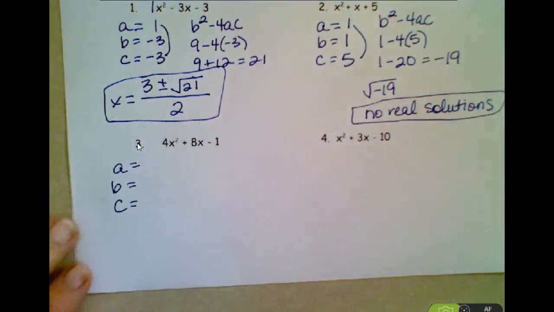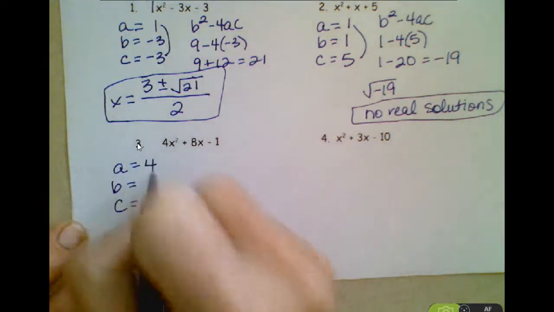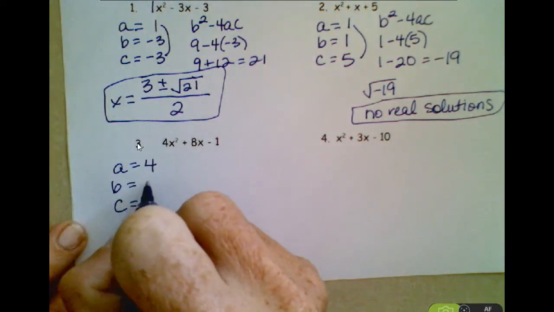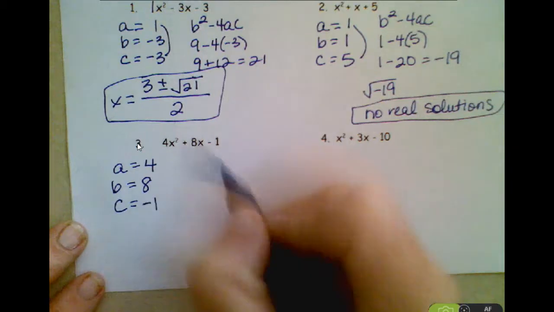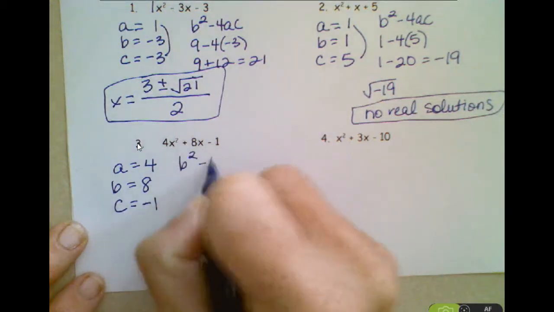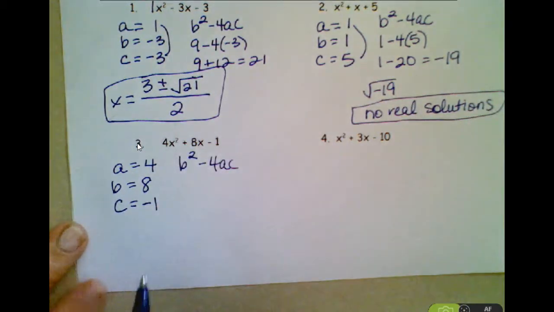So number 3, who would like to do my ABC values? A is 4. Yep. And B is 8. Good. And C is negative 1. There we go. Okay. Your signs are really important. If you drop them, it's going to mess up your whole formula.